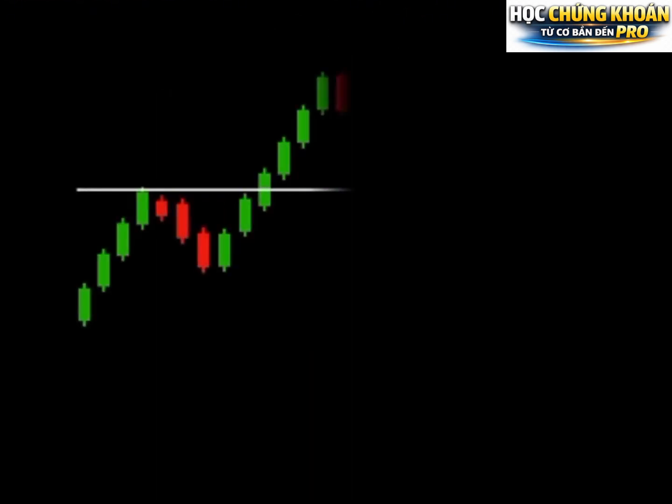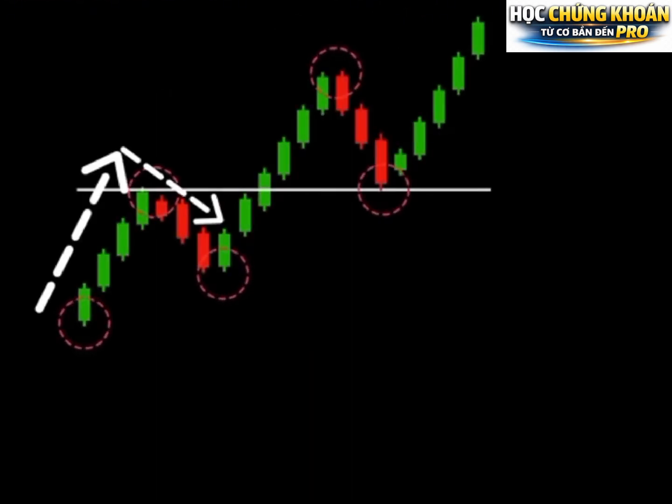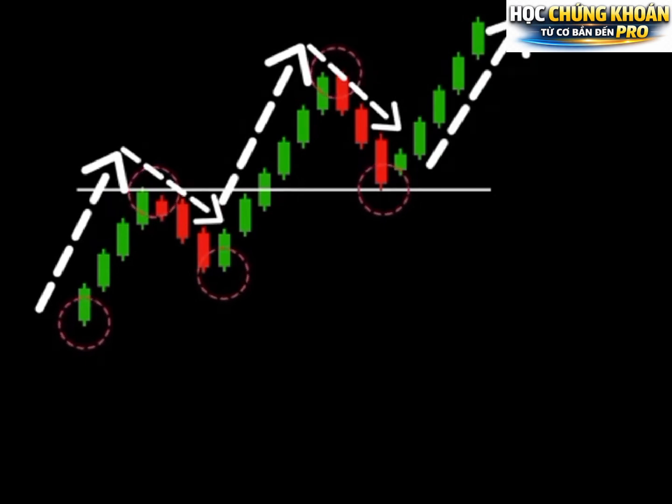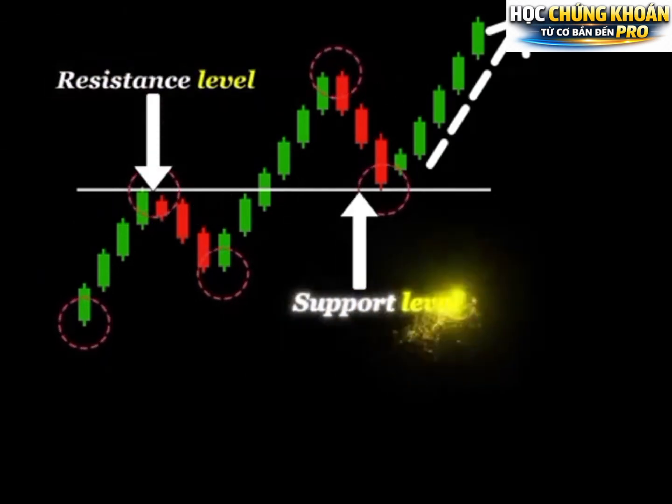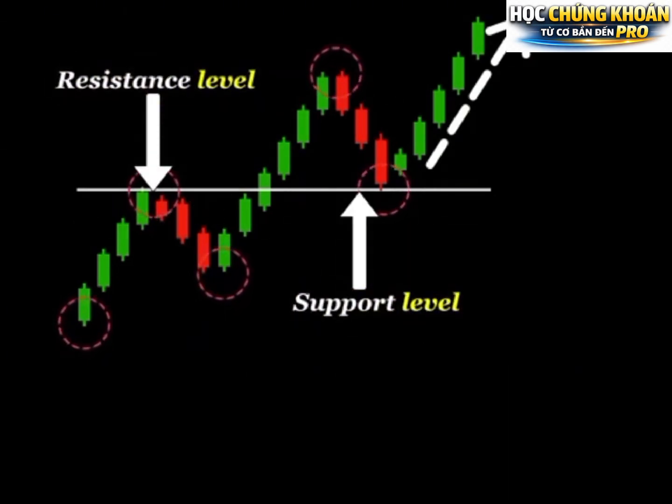Now the question is how to identify the beginning of an impulsive move and the end of a retracement. This is where support and resistance become extremely important, because they give us a clear reference point on the chart. If you want to understand this concept in more detail, you can check the previous lesson where I explained support and resistance step by step. But for now, let's focus on how to use them within market structure.